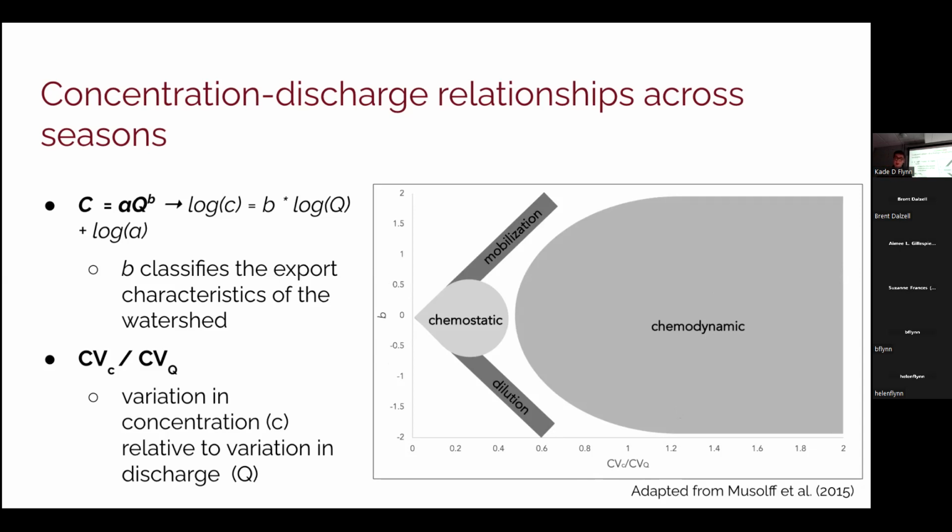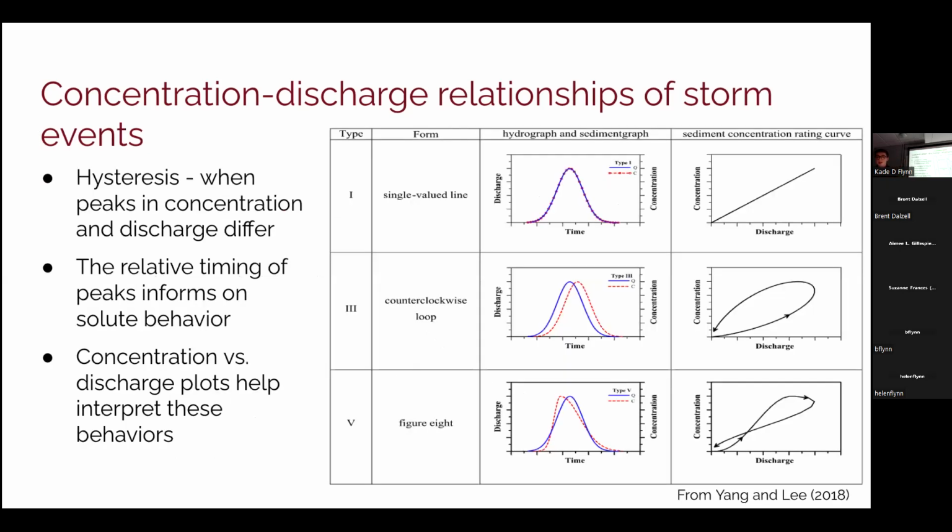So this is how we can evaluate the concentration-discharge relationships across seasons. Now to look at how we can evaluate these relationships of individual storm events, where we're considering just the rising limb and falling limb of a hydrograph. In this upper panel, we see a situation where you have a hydrograph and chemograph, so a measurement of discharge through time and concentration through time that perfectly align.